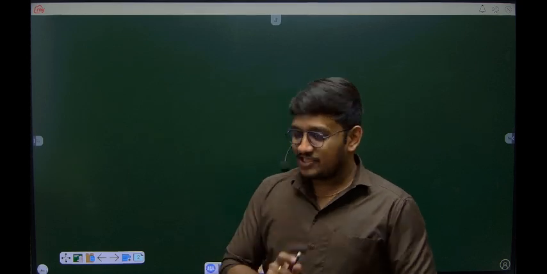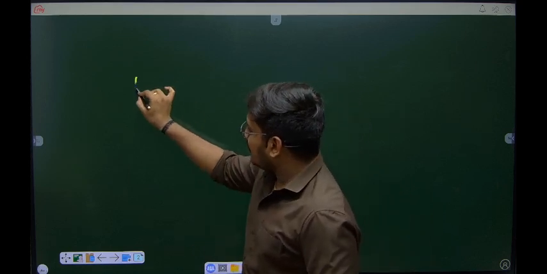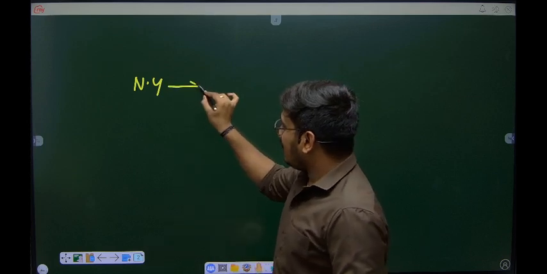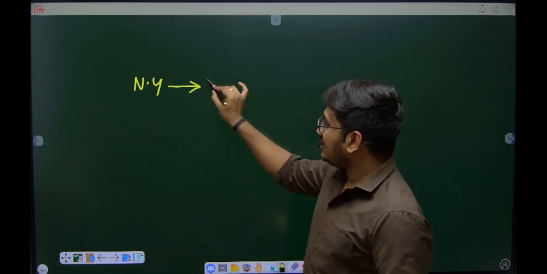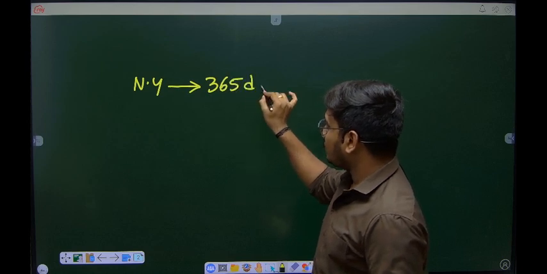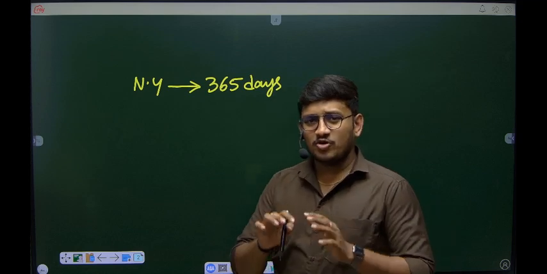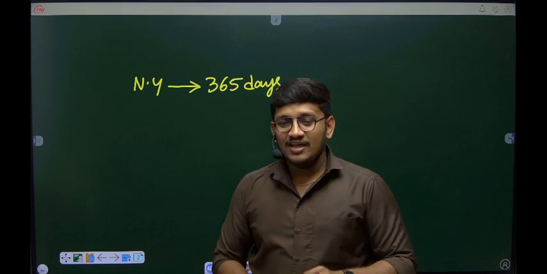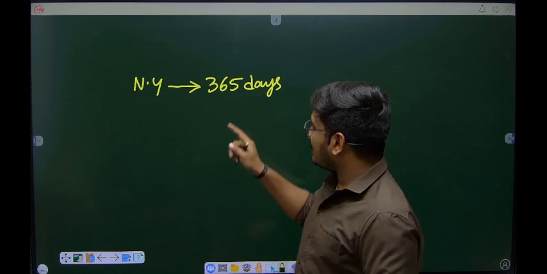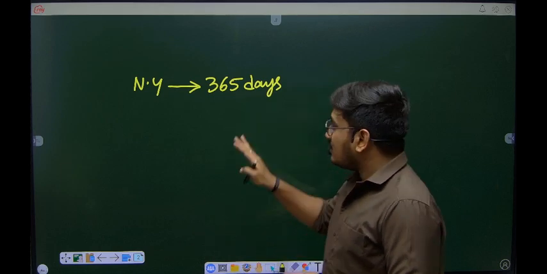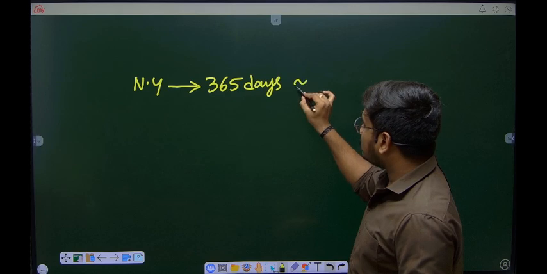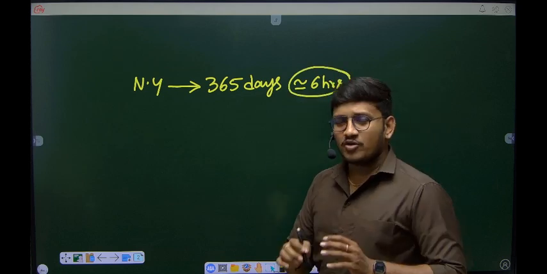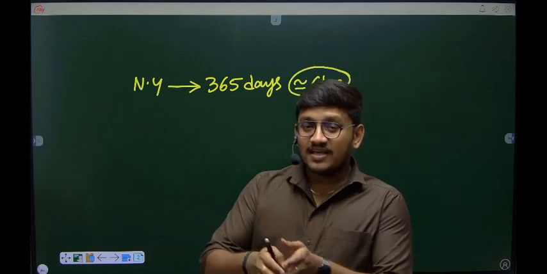Let me give you a simple logic. When you consider any normal year, how many days do we have in a normal year? 365 days, right? For any normal year, we have 365 days. But you know what the actual fact is? A normal year does not have exactly 365 days. In a normal year, we have 365 days plus approximately 6 extra hours.